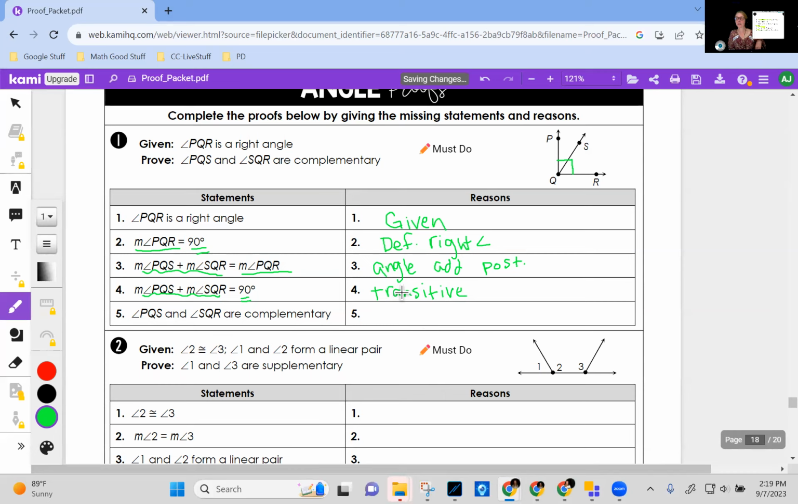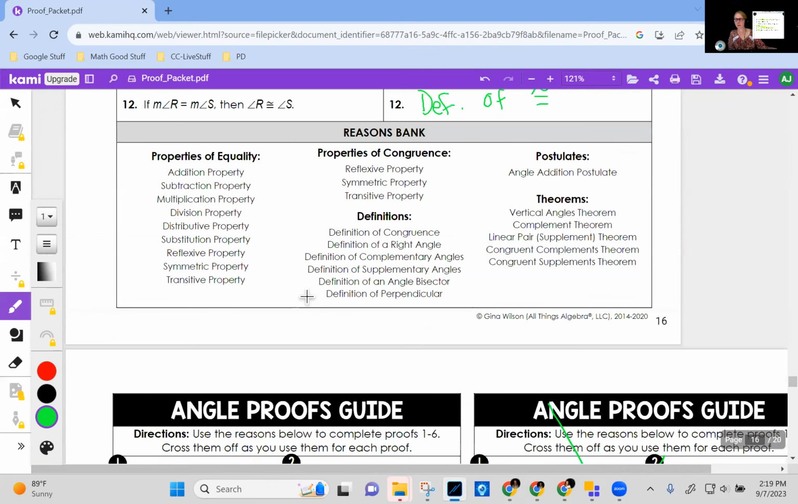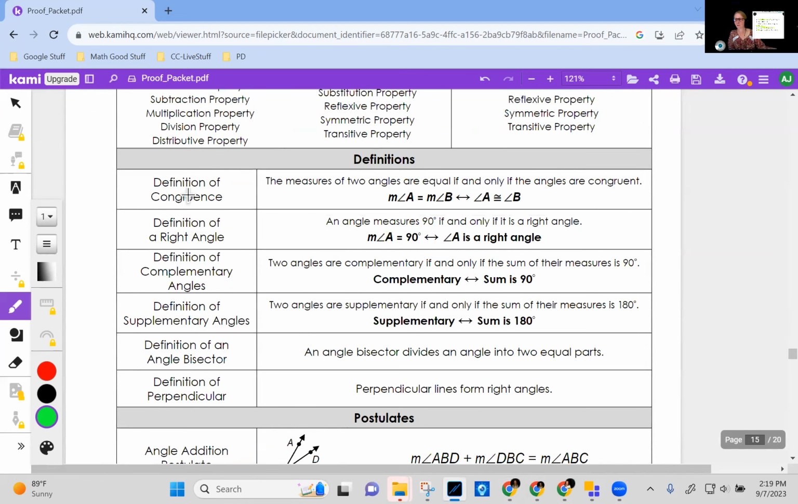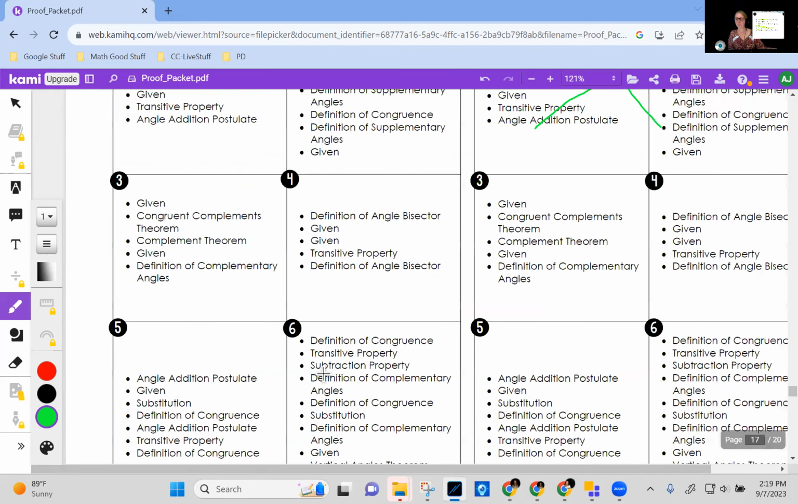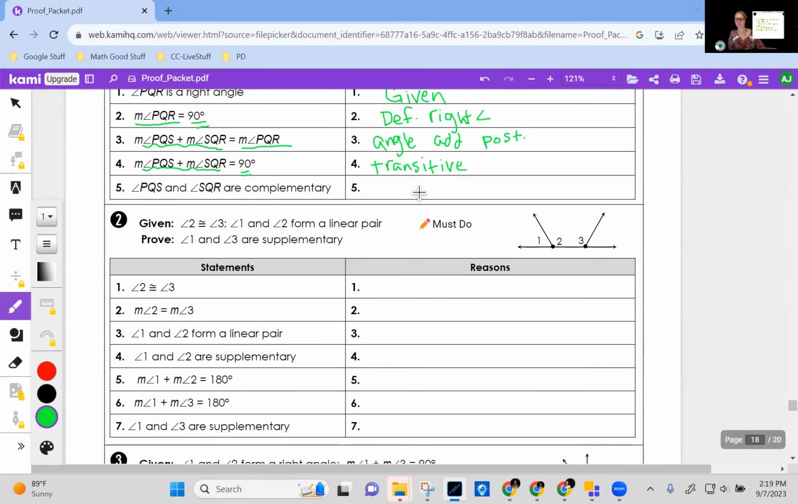And then this last one, since I've already used transitive property, it's got to be complementary, but let's check out what is the definition of complementary angles just to make sure that we remember. So the definition of complementary angles: angles are complementary if and only if the sum of their measures is 90. So down here, we have that their sum is 90. That means they must be complementary. So that's what we're going to write. Def of complementary angles.